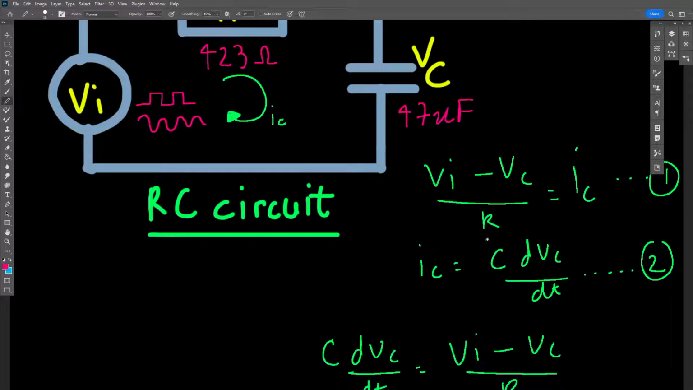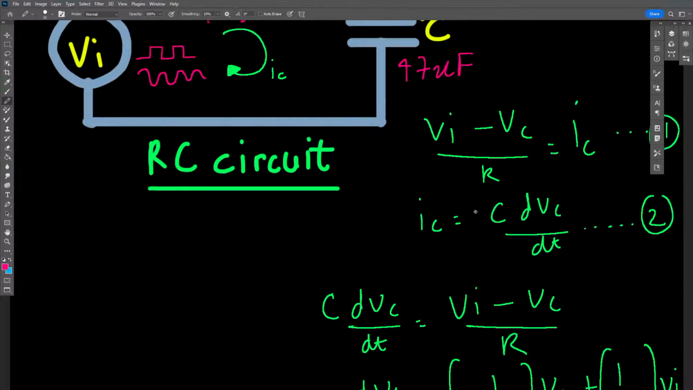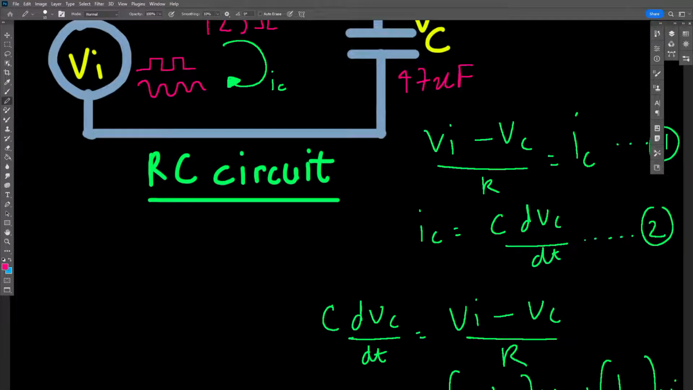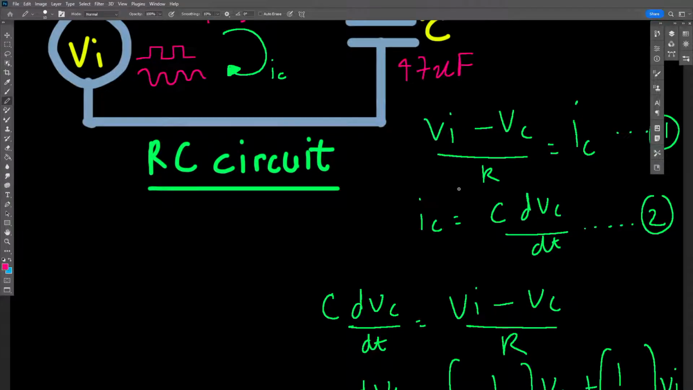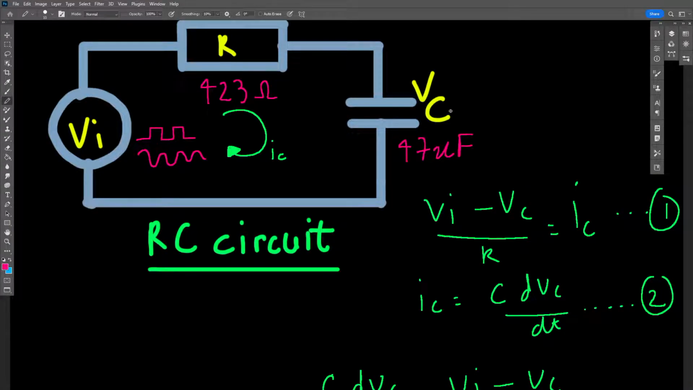And here Ic is equal to C dVc/dt. I do believe there's a little bit of buffering going on, so I just want to correct something. Okay, so yeah, Ic is equal to C dVc/dt. That's the current flowing through the capacitor is equivalent to the capacitance value and the rate of change of the voltage with respect to time.